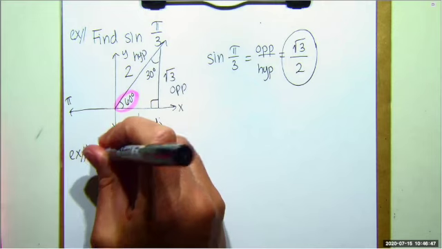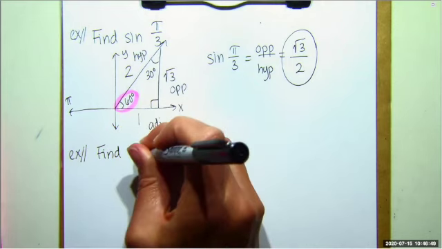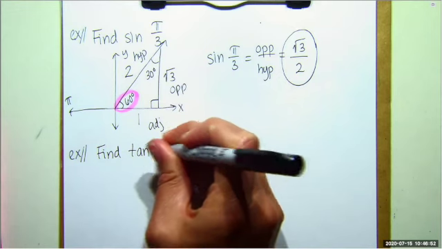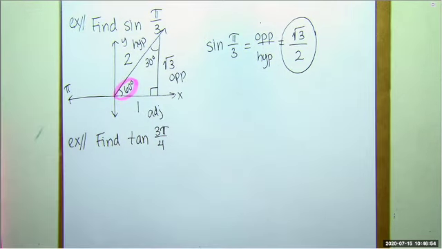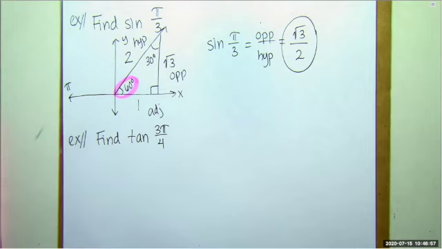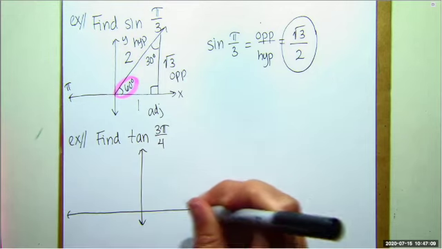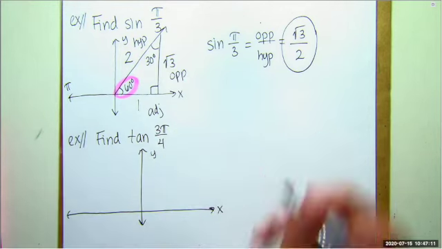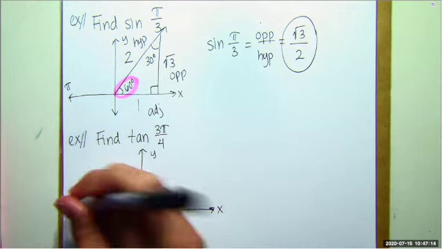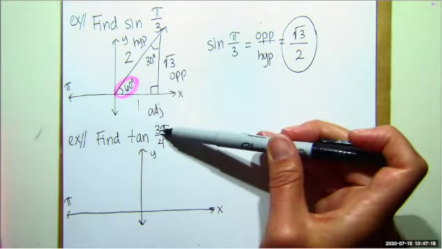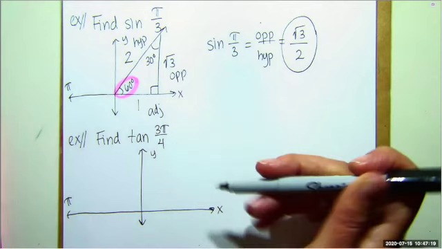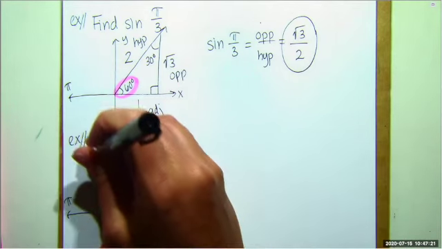Let's find tangent of 3 pi over 4. All right. Our first step is to draw our angle in standard position. So again, you can either convert this to degrees if you like, or think about this in terms of fractions. So we know that 180 is 1 whole pi. I want to go 3/4 of the way to 1 whole pi. So 3/4 of the way to pi looks like this.